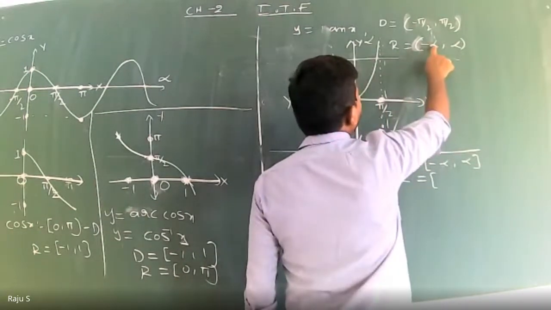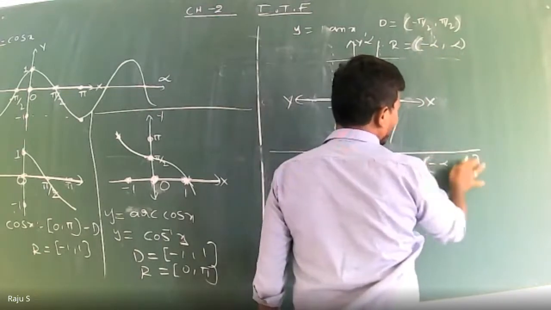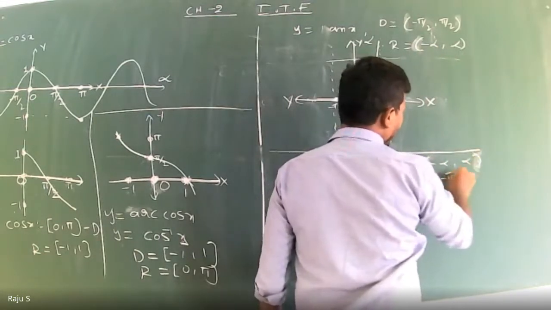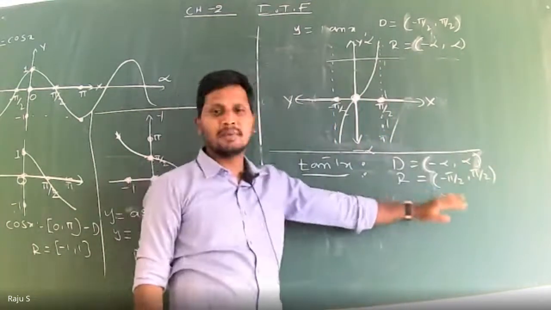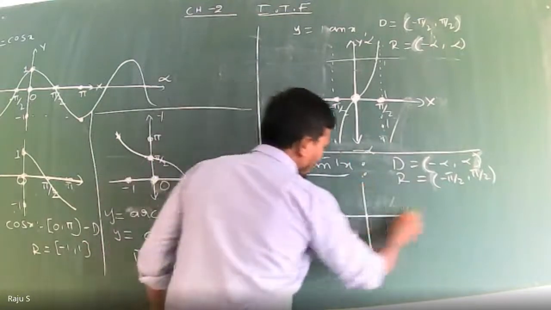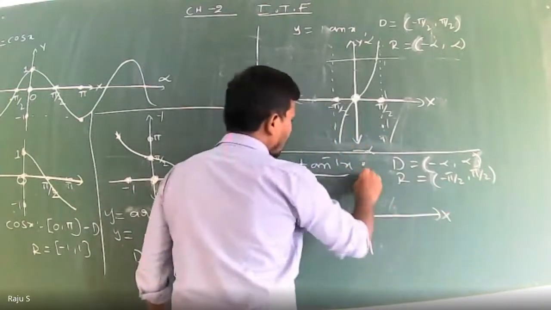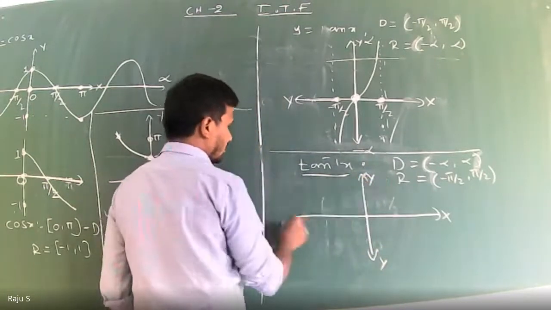Range is nothing but domain. So that is the open interval minus 90 to 90. This is called the principal value branch. Let us see the graphical representation. X values you can take on the y axis, y values you can take on the x axis.